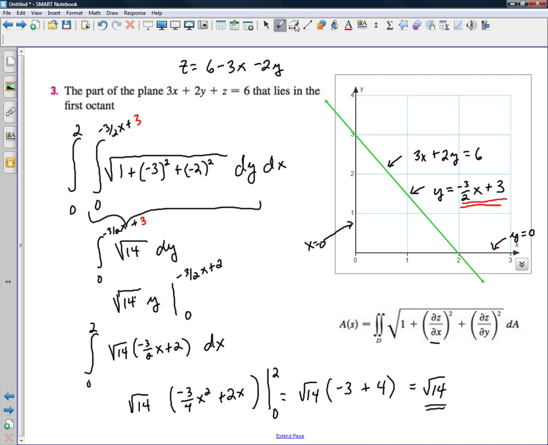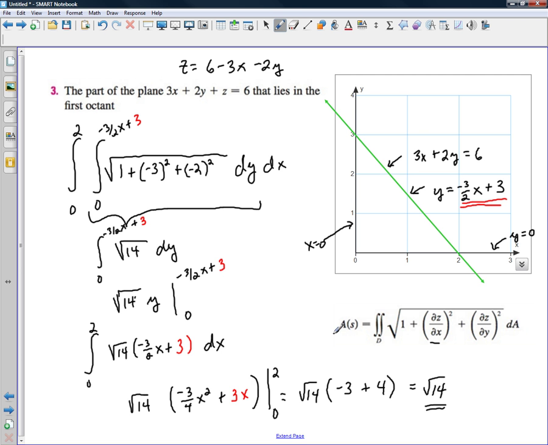Let's fix that up again here. And fix that up again here. And fix that up again here. So that's supposed to be a plus 3. And that's supposed to be a plus 3. And that's going to be a plus a 3x.